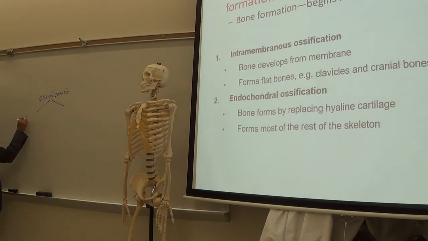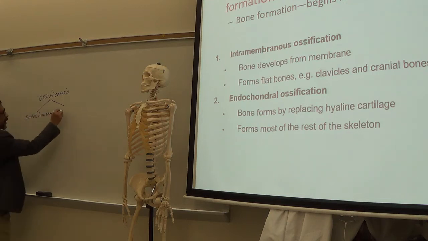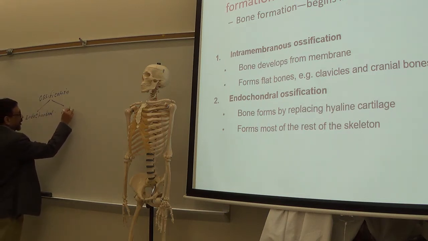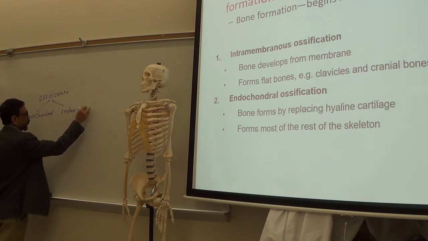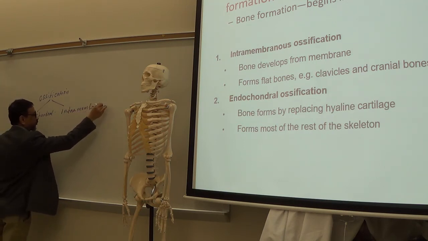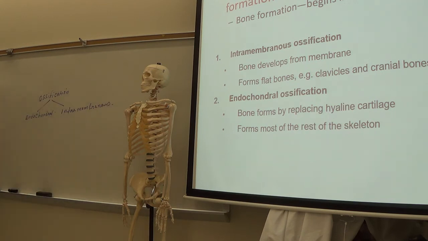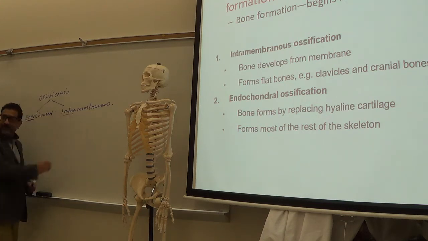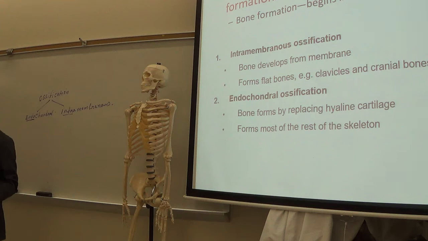One is called endochondral and another is called intramembranous ossification, or osteogenesis. Now endo means what? Inside. Very good, right? Intra means what? Inside. Same thing, right? Endo or intra. So sometimes we say endochondral, sometimes we say intrachondral. Same. Make sense?